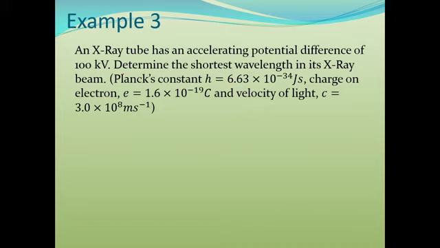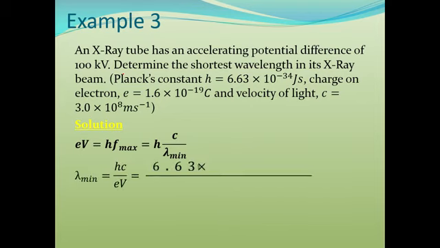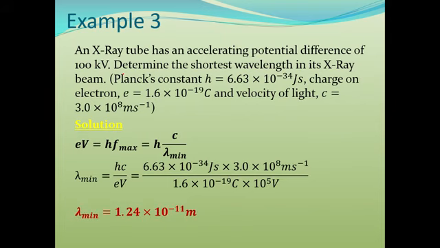The first formula in our solution will be electron volts is equal to hf max, which is equal to h times c, the speed of light, divided by the minimum wavelength. If you substitute everything correctly with this formula, you'll end up with the wavelength being 1.0 by 10 power negative 11 meters, which is the wavelength of that specific wave.